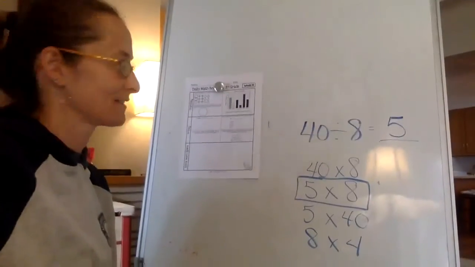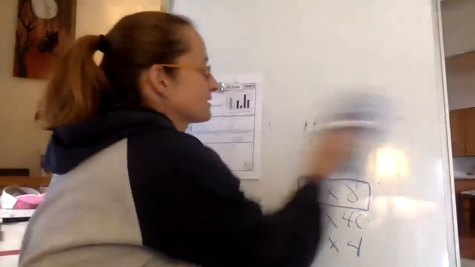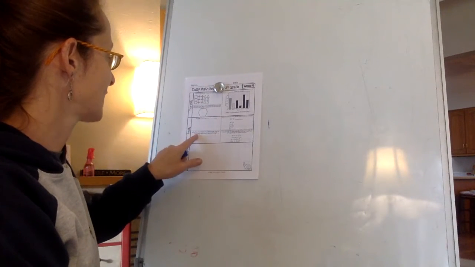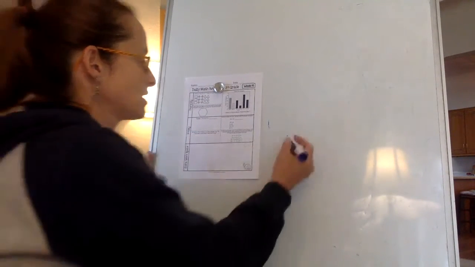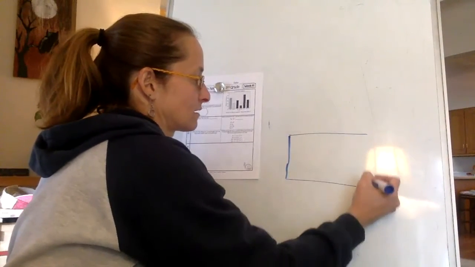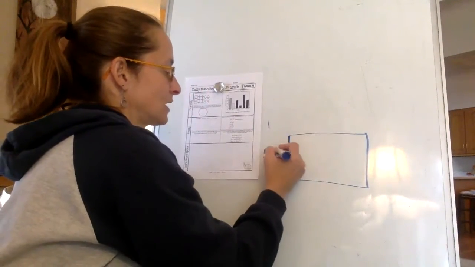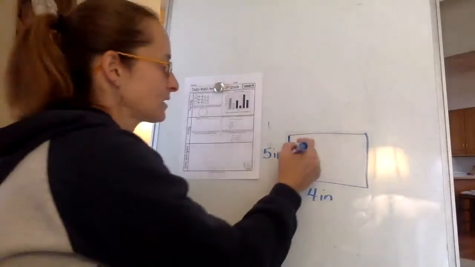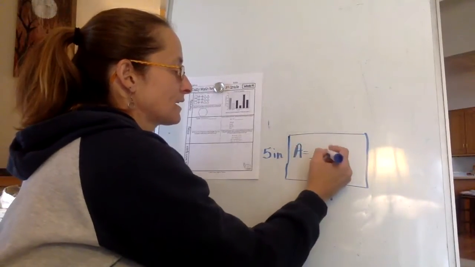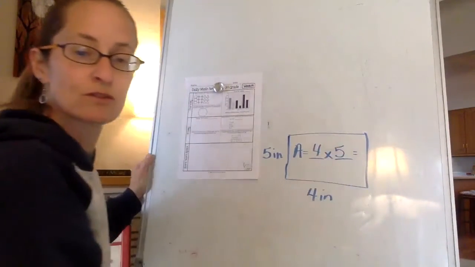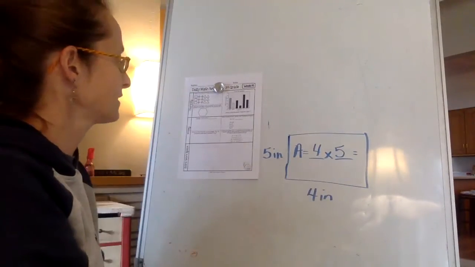I can use what I know about multiplication to solve division. Okay? All right. Ooh, this next problem is a little review of area. What is the area of a rectangle that is 5 inches wide and 4 inches long? 5 inches wide, 4 inches long. What do we know about area? Area is length times width. And that's going to give you your total area. So go ahead and solve that.